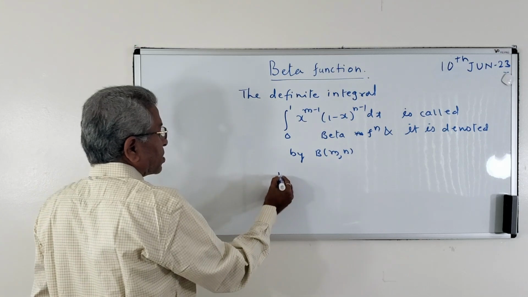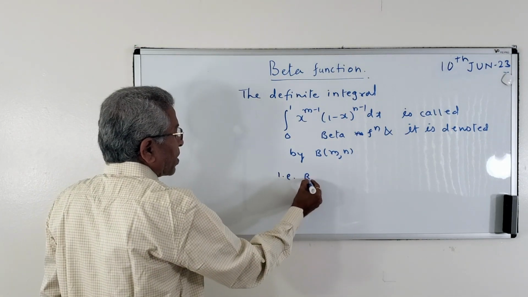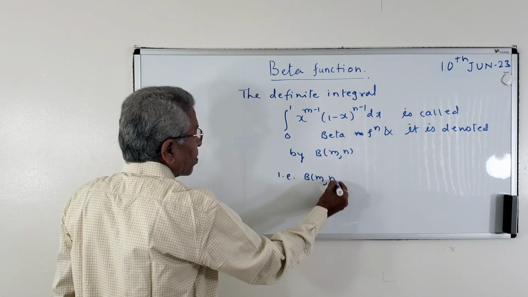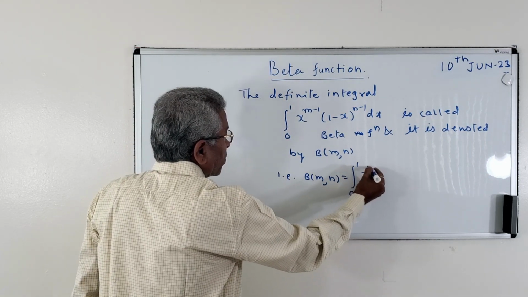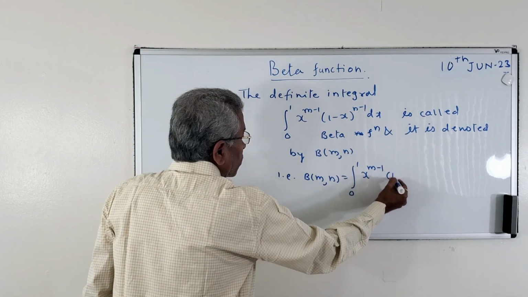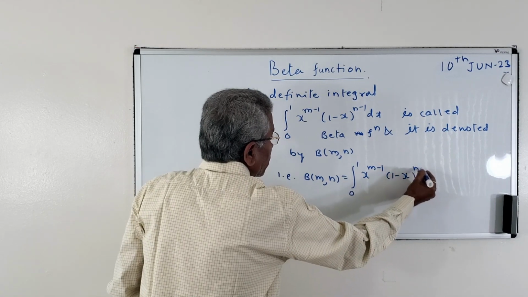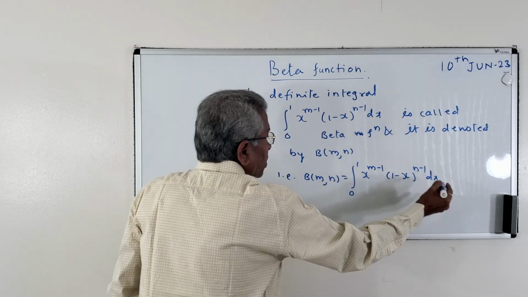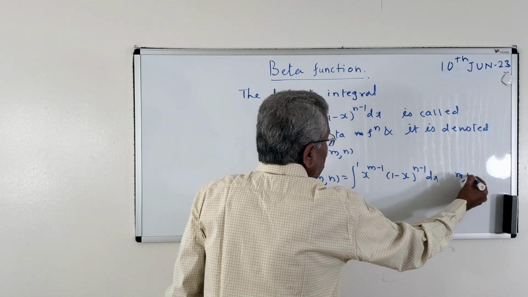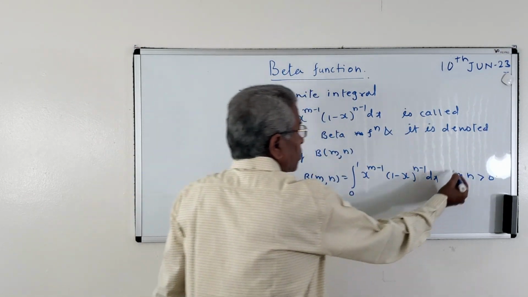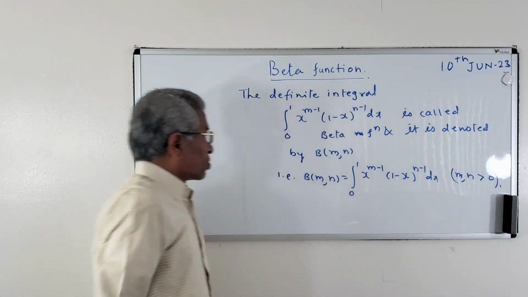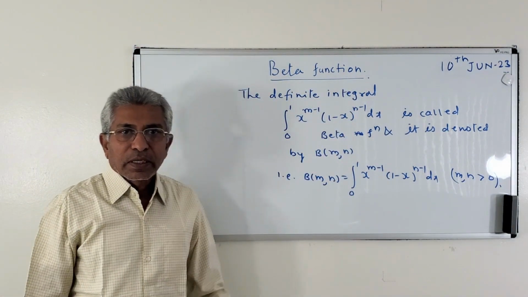That is, beta m, n is equal to the integral from 0 to 1 of x raised to m minus 1 into 1 minus x raised to n minus 1 dx. Here m and n are positive numbers, both more than 0. So this integral is known as the beta function.